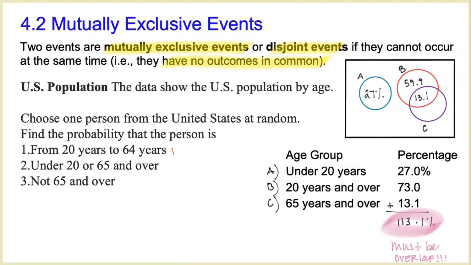So now we can look at how we calculate probability. It says choose one person at random, find the probability that the person is from 20 years old to 64 years old.